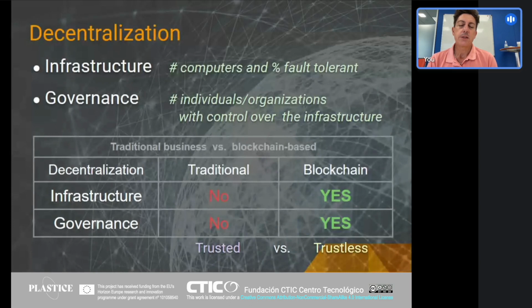Well, in the traditional or trusted world that we have talked about, where you use trusted partners, there was no decentralization at all, not in infrastructure, not in governance. But blockchain is decentralized in both, in infrastructure and in governance, because of the trust-led model.